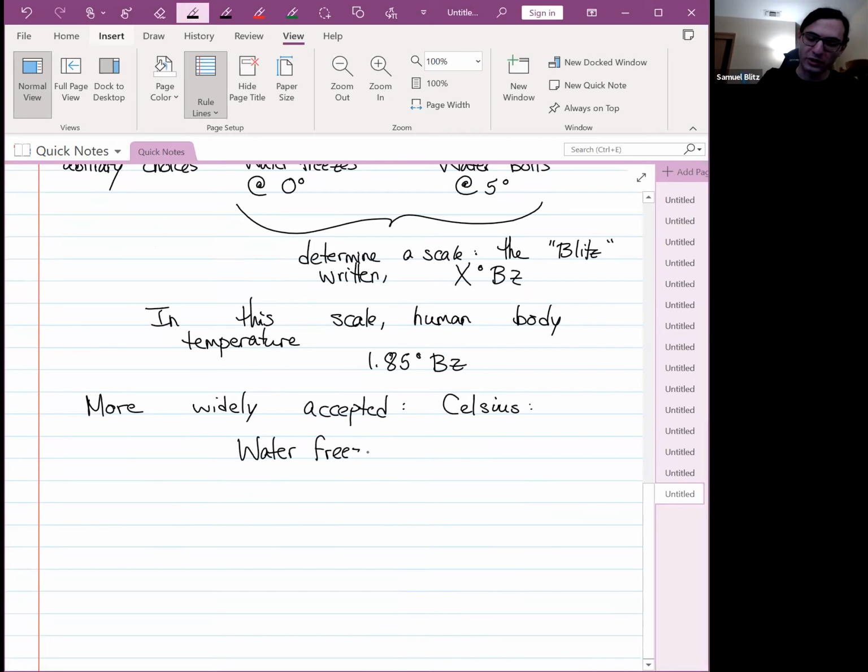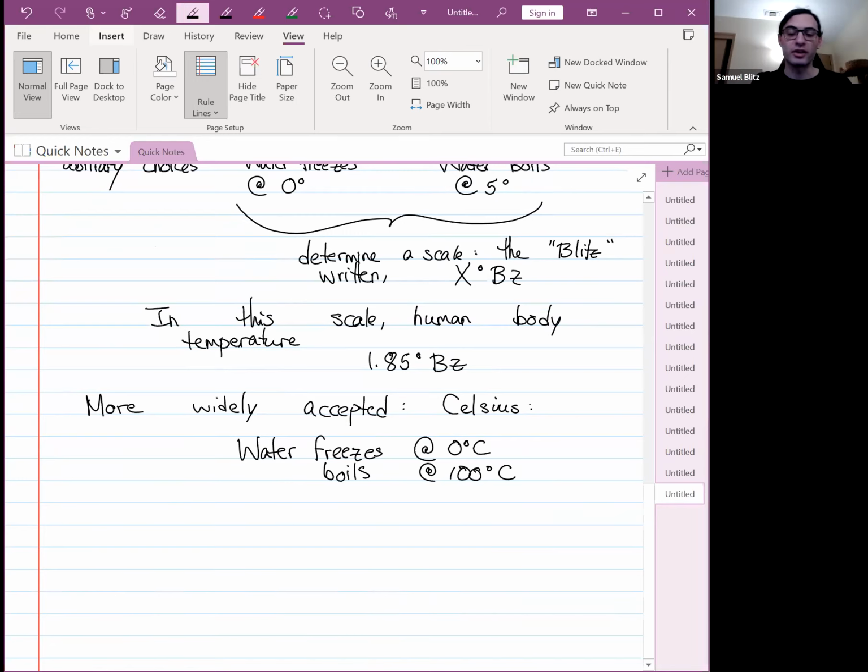Just you wait. The Blitz will come into its own. Water freezes at 0 degrees Celsius, and it boils at 100 degrees Celsius. And I'll leave it up to you to decide which one's more useful. I think that the Blitz is more useful. You need fewer numbers. Why use 100 numbers when 5 numbers do the trick, right?